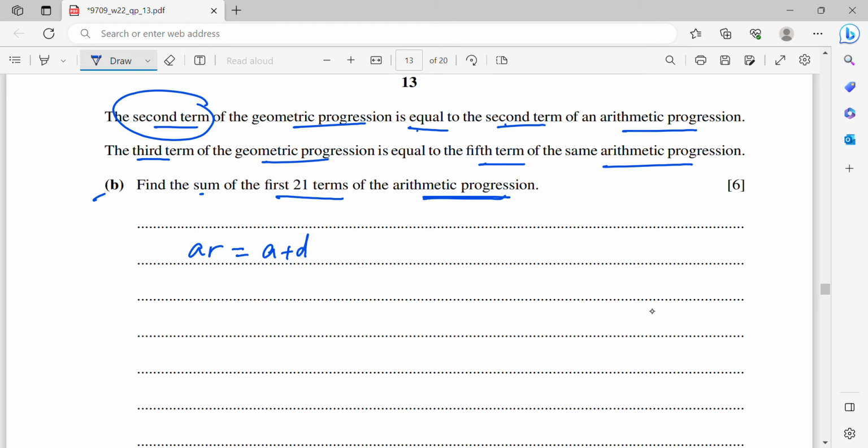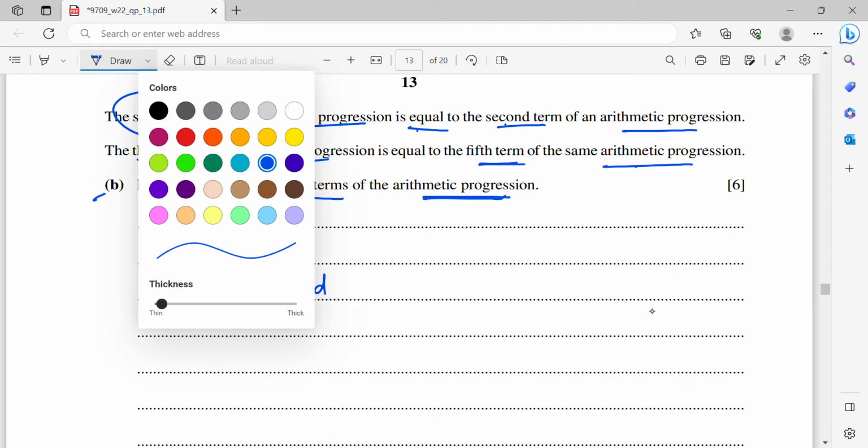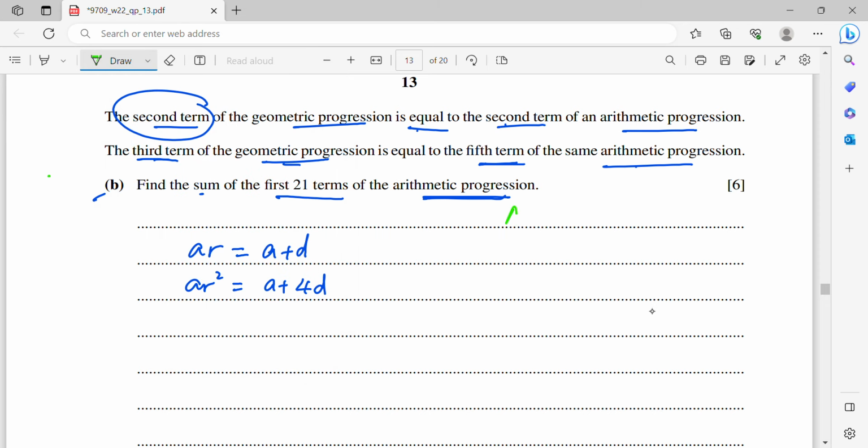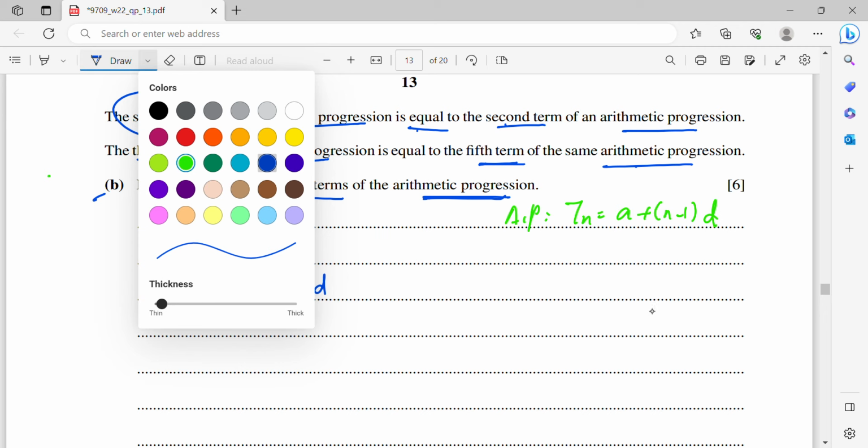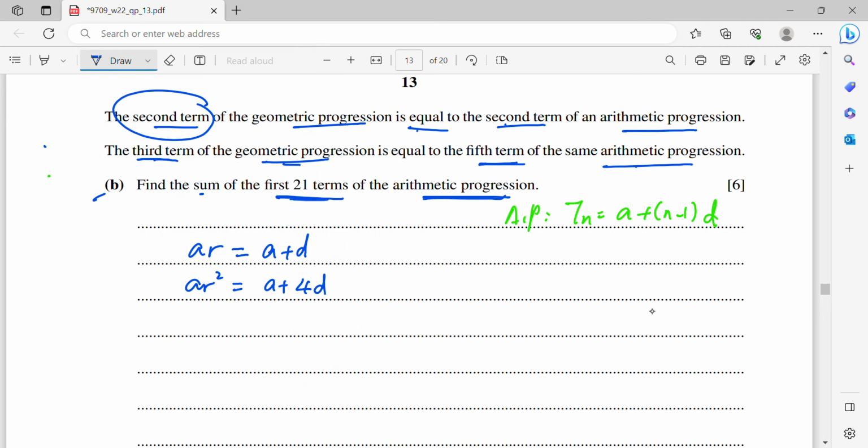Alright, now the third term of the geometric progression is AR squared, which equals the fifth term of the arithmetic progression. The fifth term is A plus 4D because we are using arithmetic progression, where Tn is a plus n minus 1 d. Okay, so now from here, you need to find S21 for the AP.